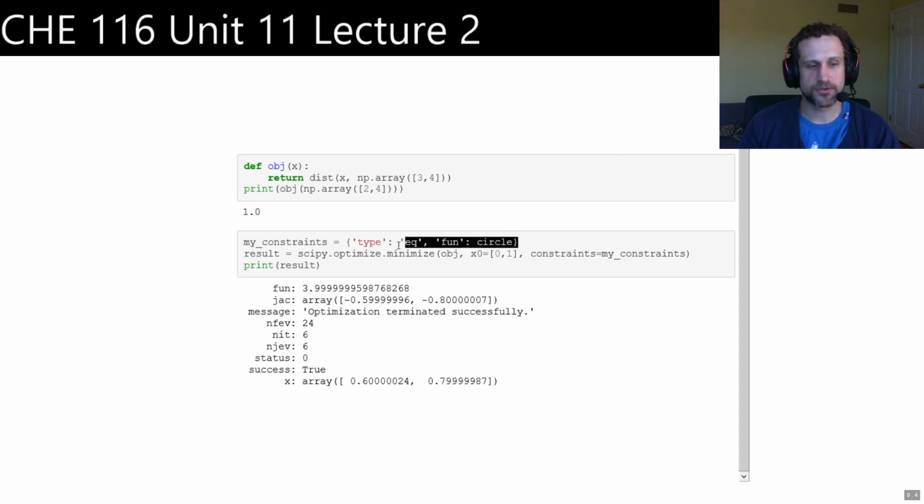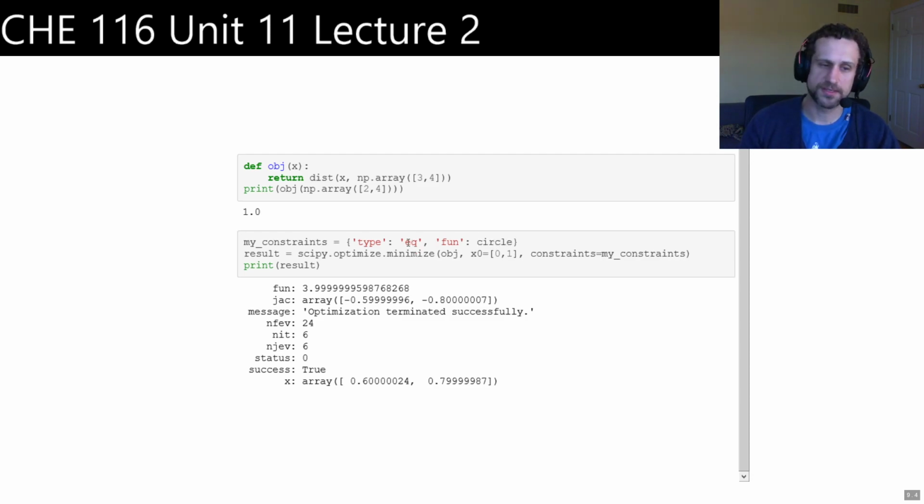So the first thing I do is create a dictionary, and the dictionary has two keys. The first key is type, and I have to put the word EQ or ineq, depending on if it's an equality or an inequality. Then the second key in my dictionary is going to be fun, which is short for function, and I have to give in a function which takes in one argument and gives out one argument. And then Python will make sure this function is always equal to 0.